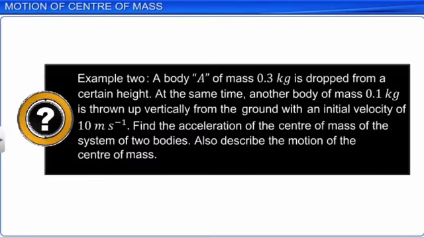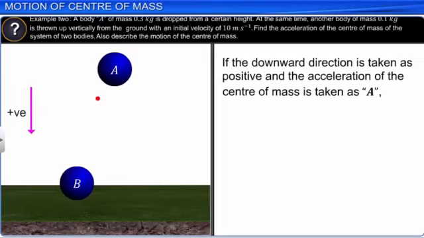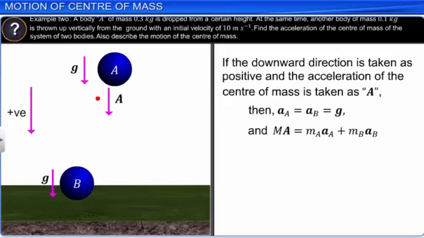Now, let us find the acceleration of the center of mass of the system of two bodies discussed in the earlier example. We will also describe the motion of the center of mass. Solution. If the downward direction is taken as positive and the acceleration of the center of mass is taken as a, then acceleration of A is equal to acceleration of B, which is equal to g. That means aA is equal to aB, which is equal to g. And m into a is equal to ma aA plus mb aB. Therefore, a is equal to (0.3 into g plus 0.1 into g) divided by 0.4, which is equal to g.